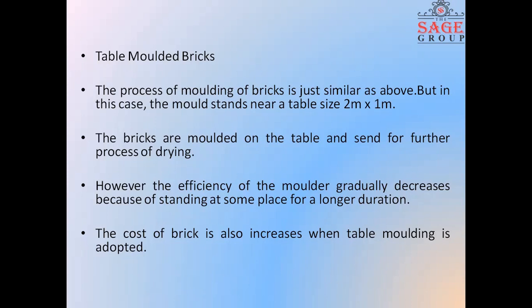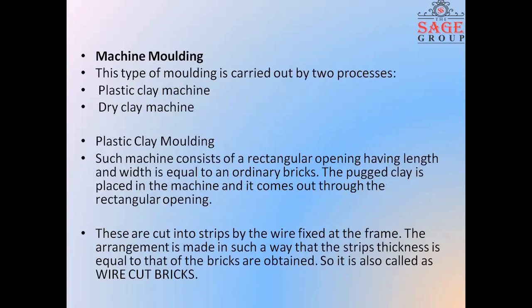However, the efficiency of the molder gradually decreases because standing in some places for a longer duration can be hectic or problematic. So the efficiency decreases and the cost of the brick also increases when table molding is adopted. Then let's come to the machine molding.